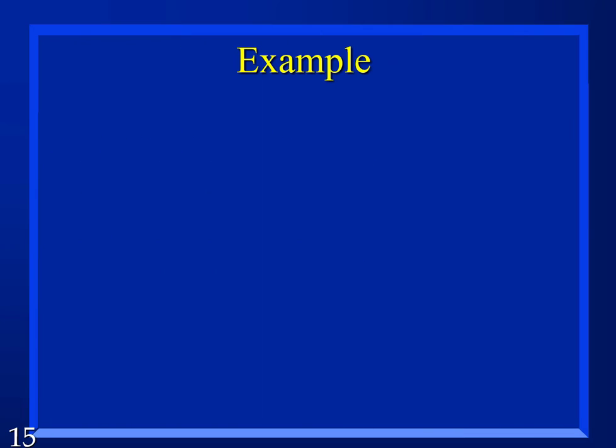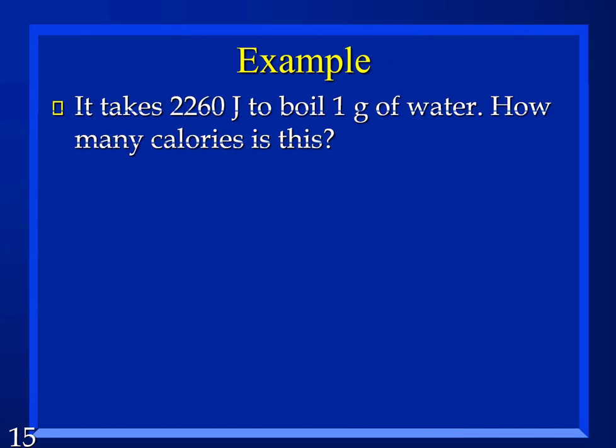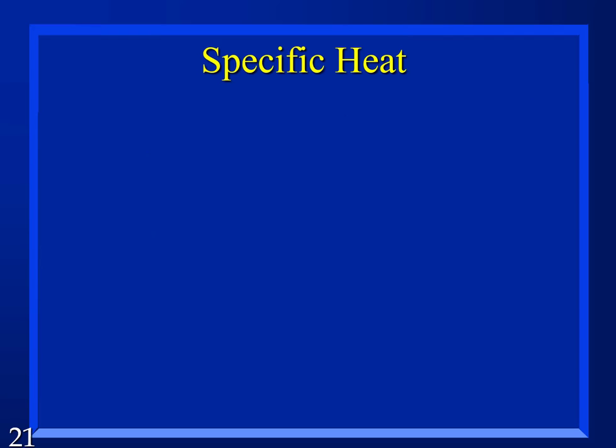Okay, so they're going to ask you to do some conversions. And all we ask you to do is this: the units you want to get rid of go on the bottom, the units you want go on the top. So if I had 2260 joules, that's how much it takes to boil 1 gram of water. How many calories is that? It's little c calories.